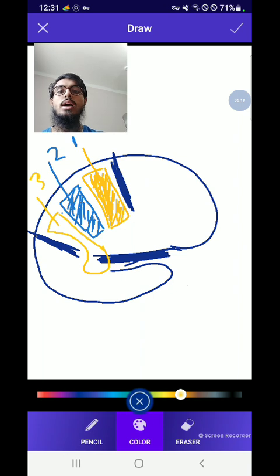Now I will explain their functions a little bit. The function of the first one, the primary somatosensory area, is conscious awareness of somatic sensations. The second one is the somatosensory association area. If we talk about the functional anatomy, we must know the functions. So what is the function of the second area, the somatosensory association cortex?